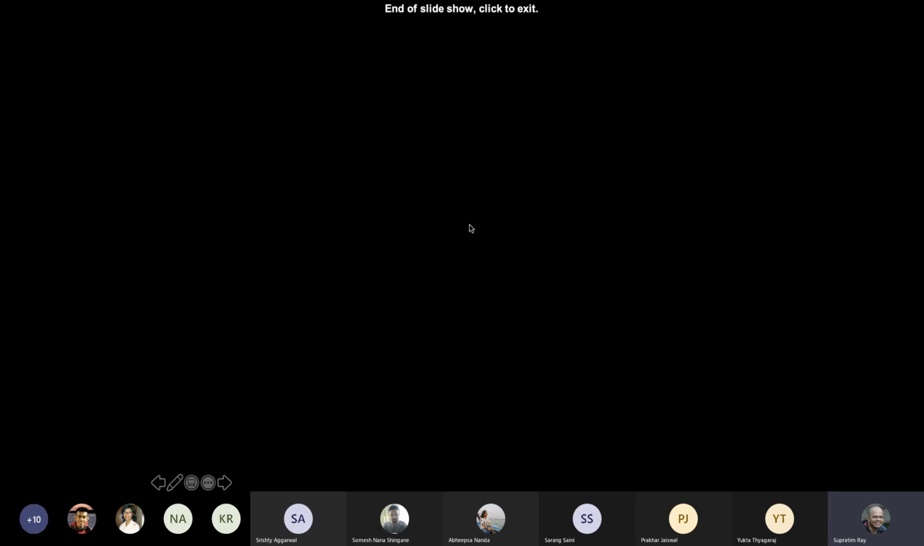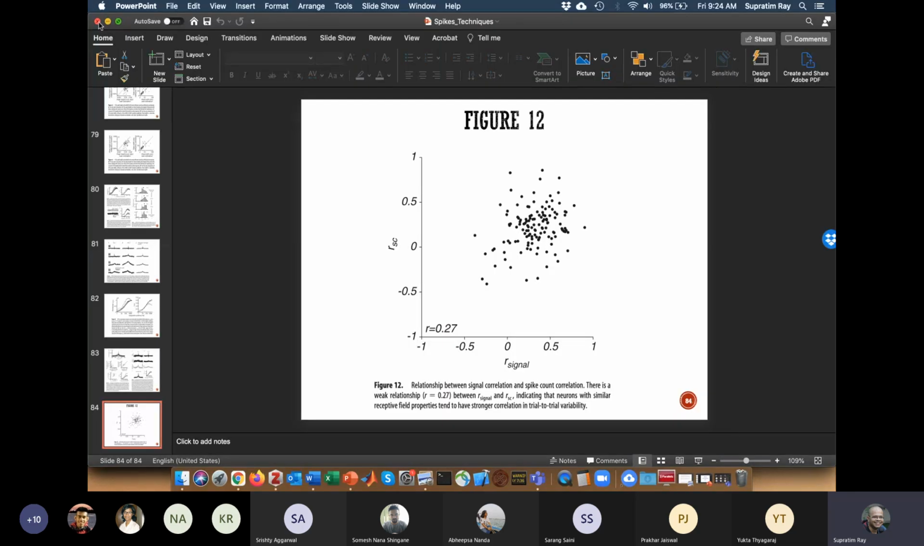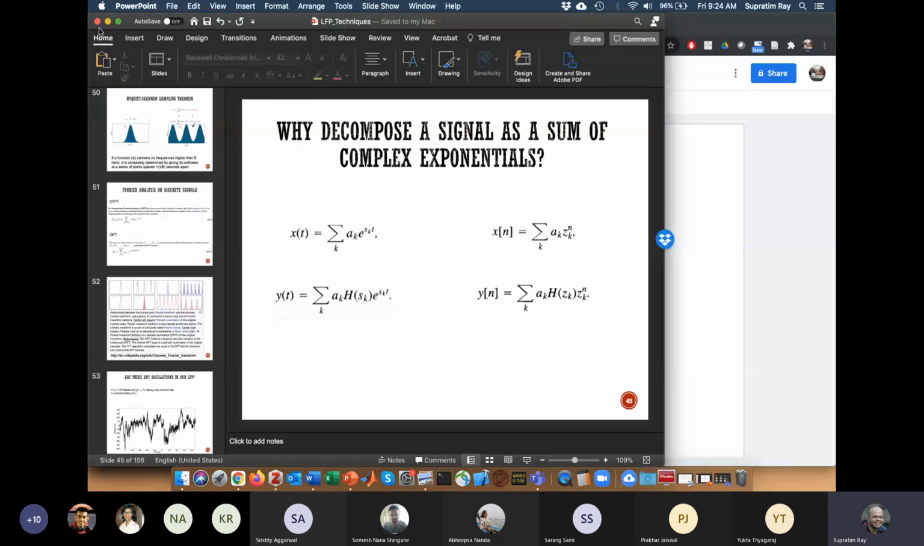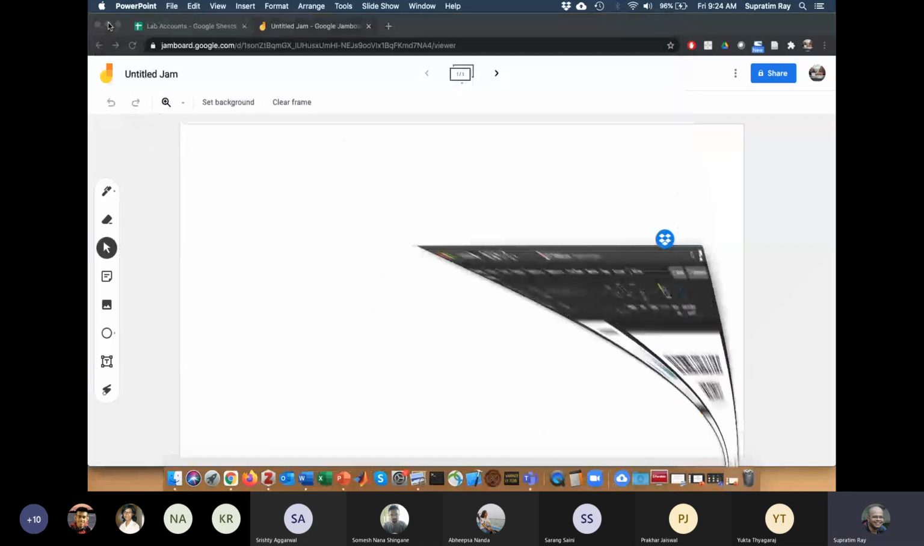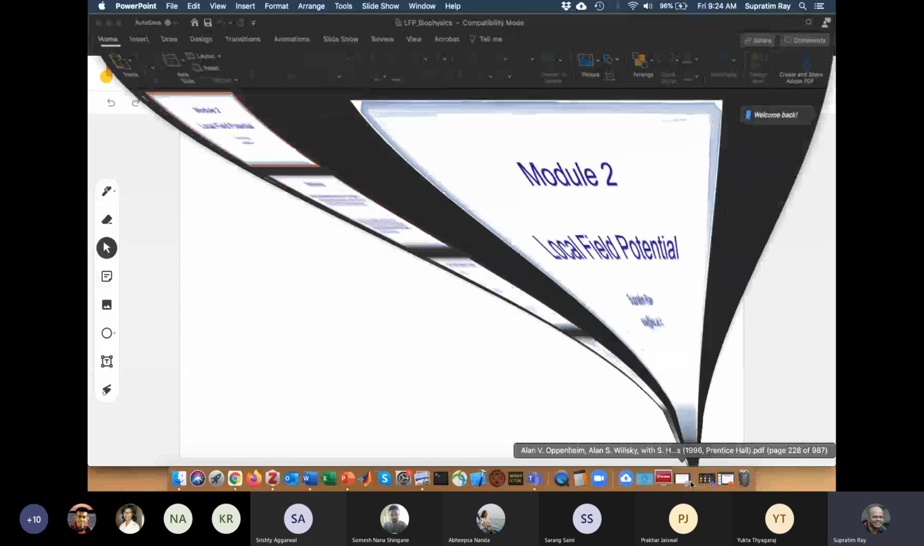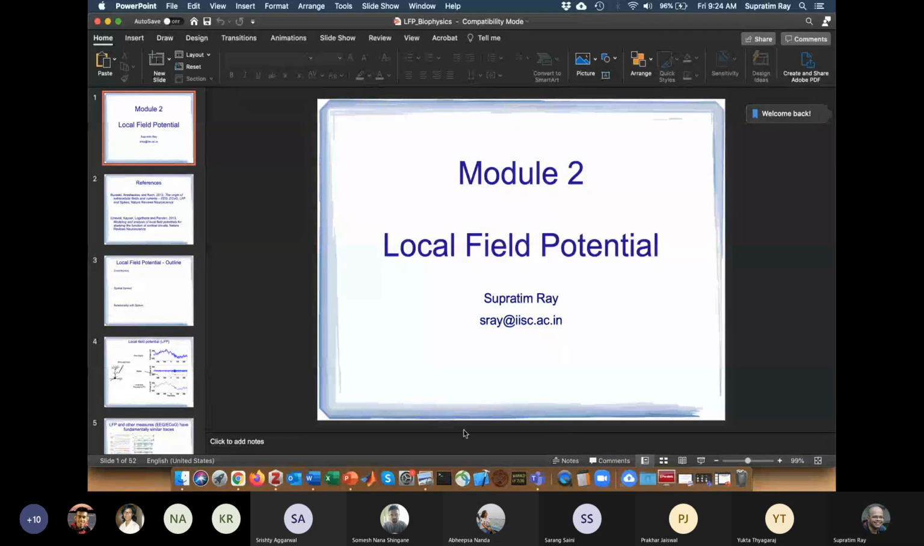Okay, so with that, we are done with the spike module, and now we will start with the LFP module.